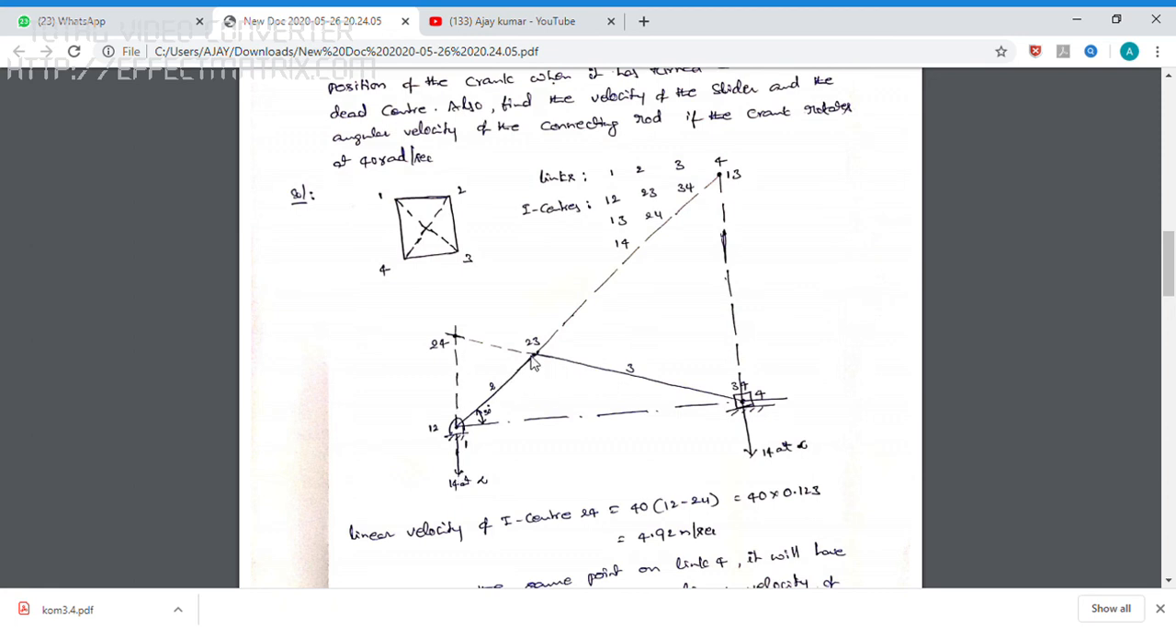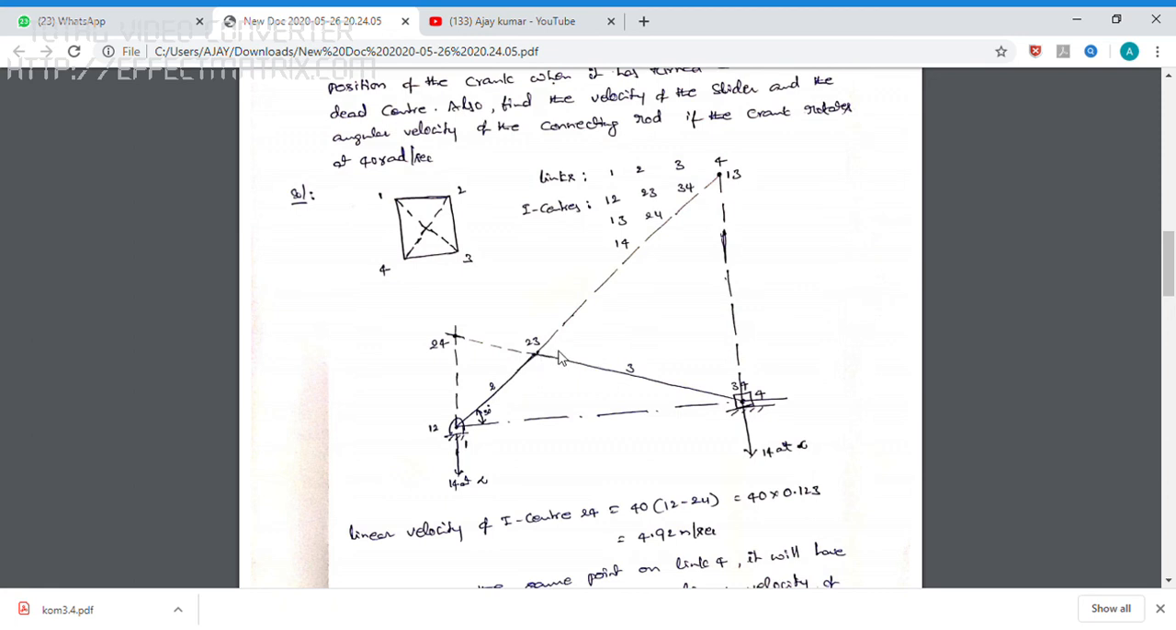Next one is the 2 3. Link 2 and link 3. These two are pivoted at this particular point. This is another instantaneous center. Okay. Now how many instantaneous centers have we identified?